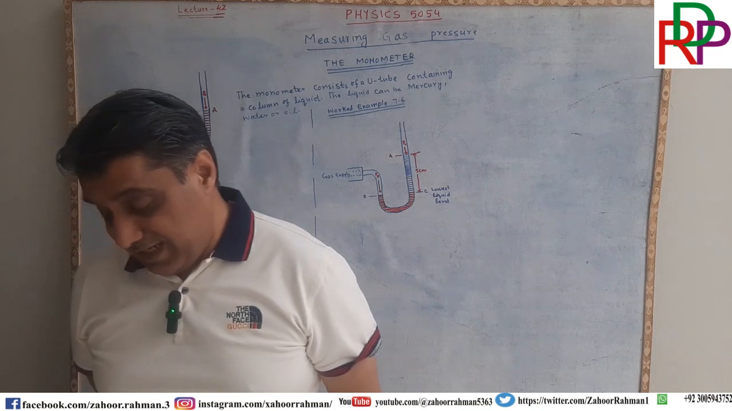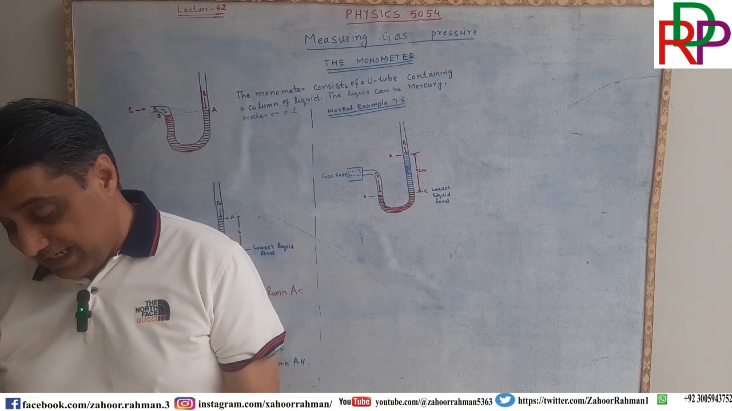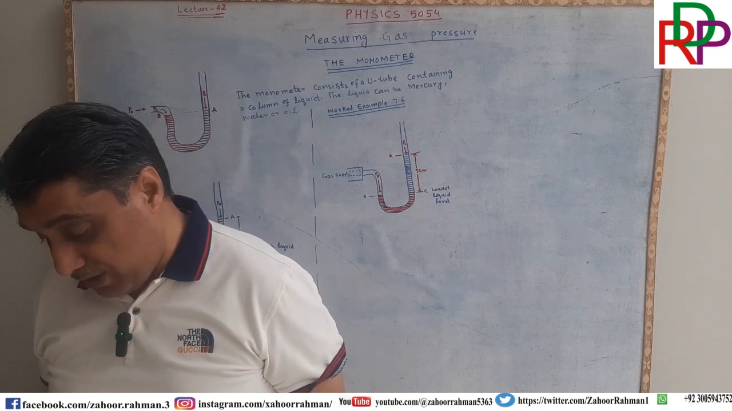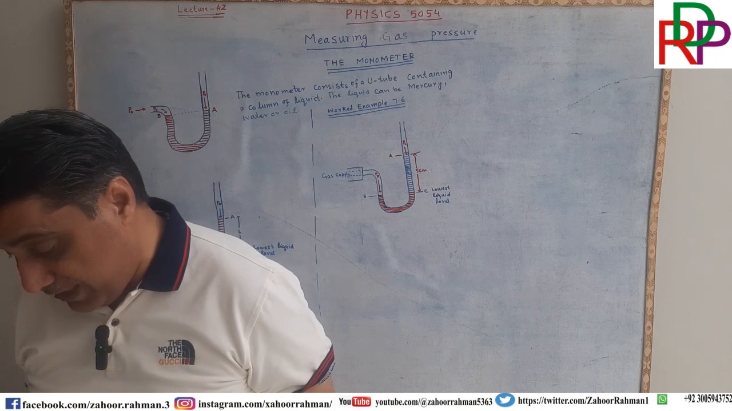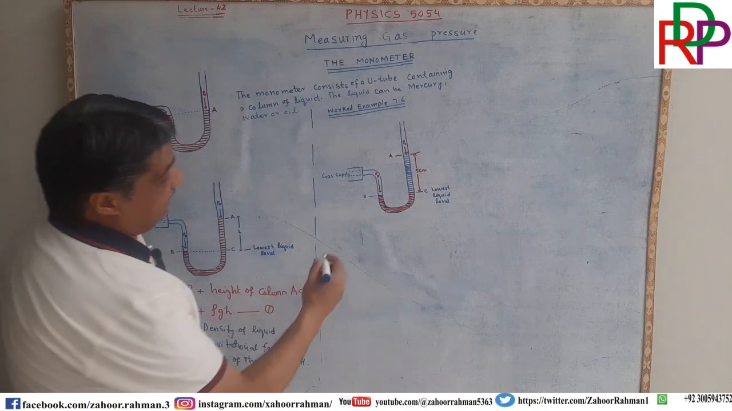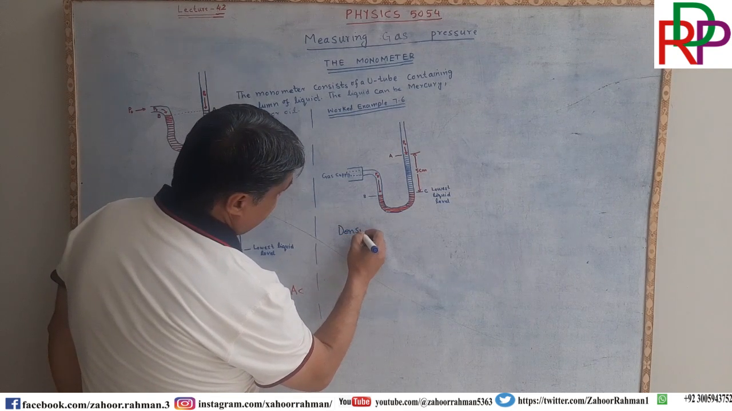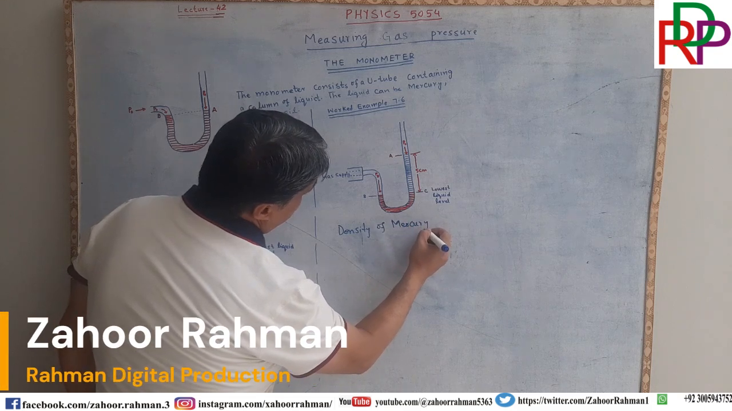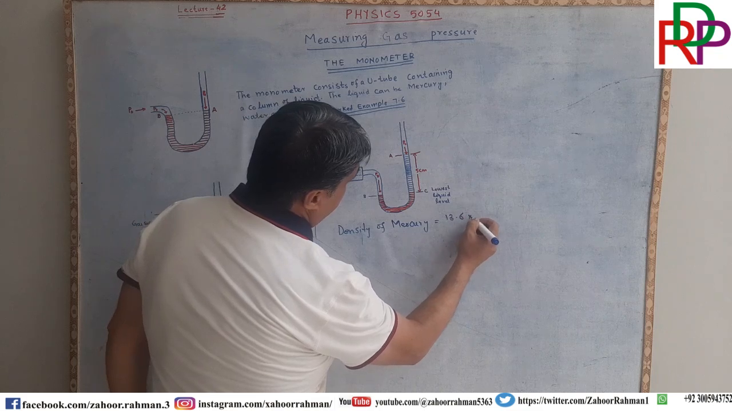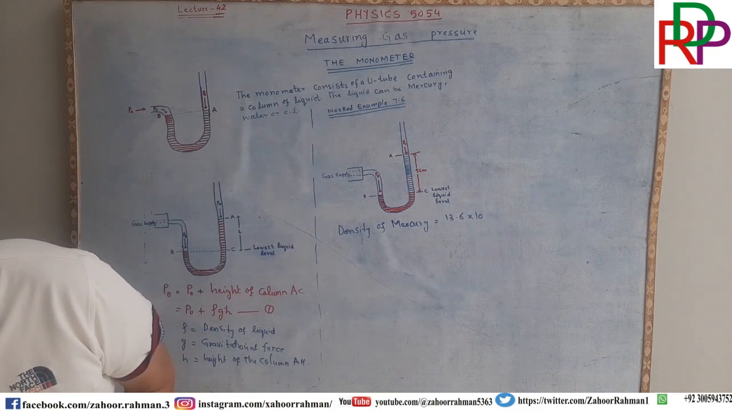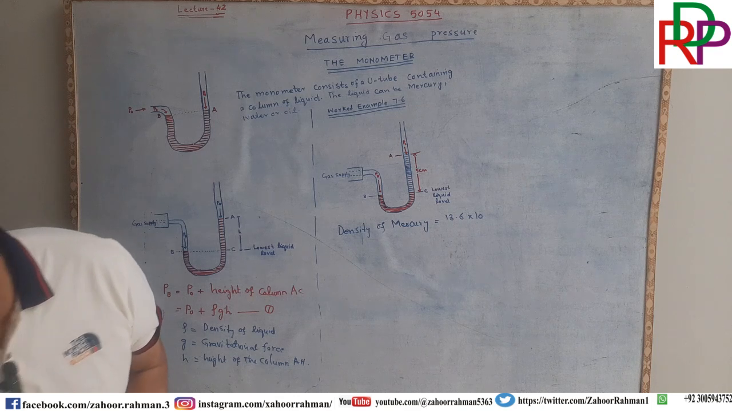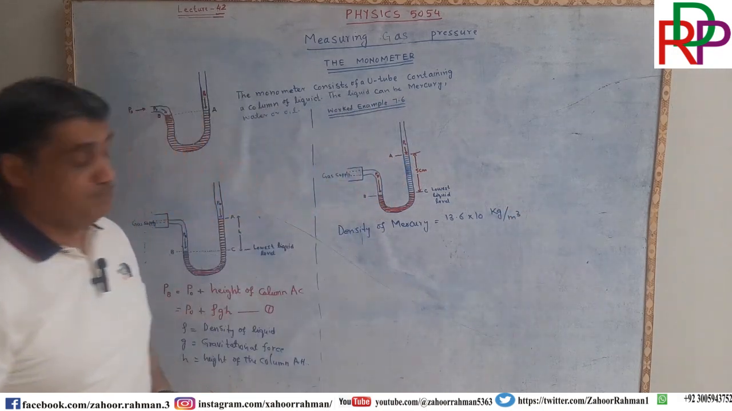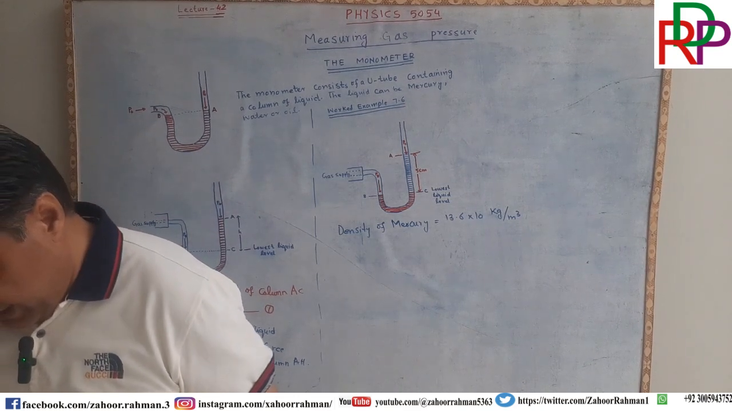Let us first understand the question, because understanding the question is half of the solution. Figure 7.21 shows a manometer containing mercury of density rho. So we are taking the density of mercury equal to 13.6 into 10 raised to the power 3 kilogram per meter cube. That is the first data we are having.